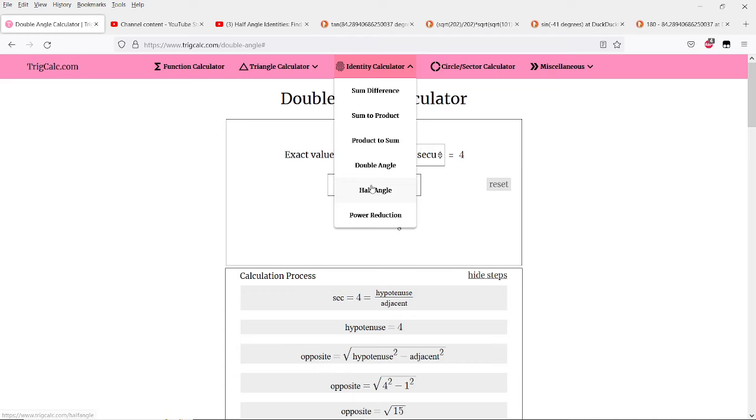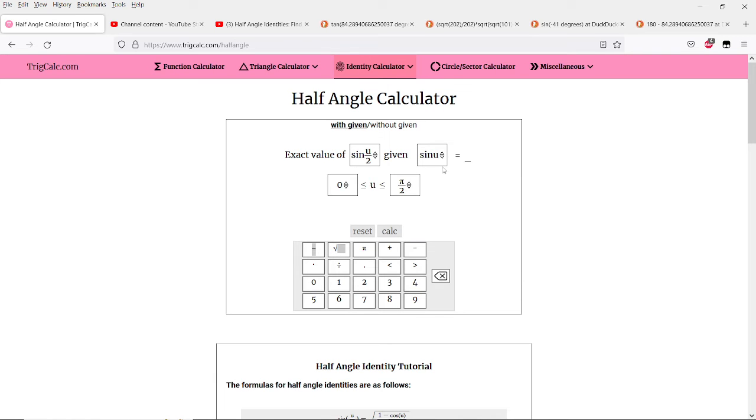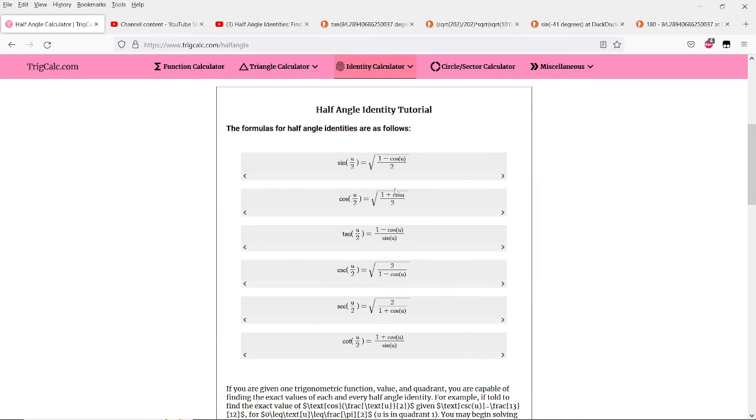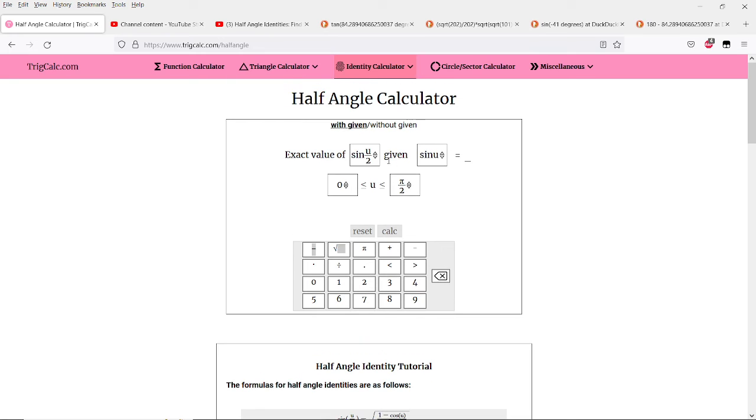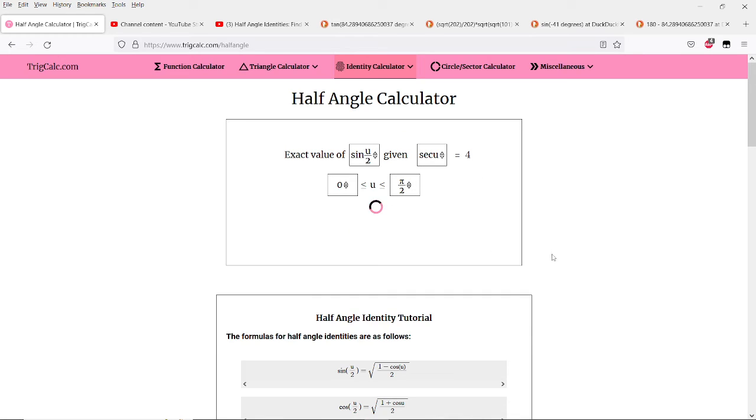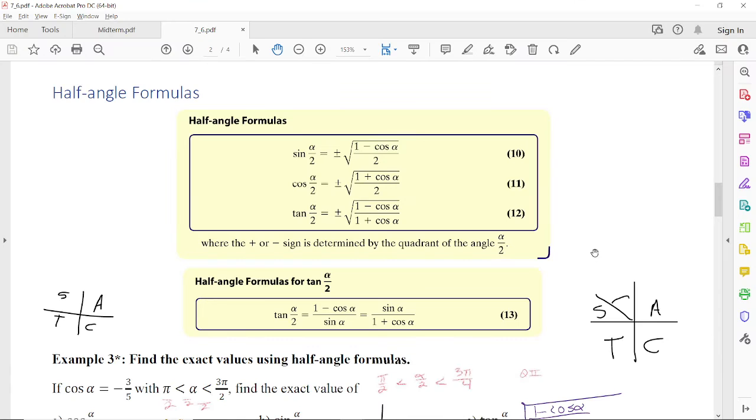Now remember, again, you cannot trust the sign of this for some reason. And if you look down, even the formulas, they don't have the minus square root. So we want the sine given secant is 4, and we're in the first quadrant, and we'll calculate it, and they give us square root 6 over 4.